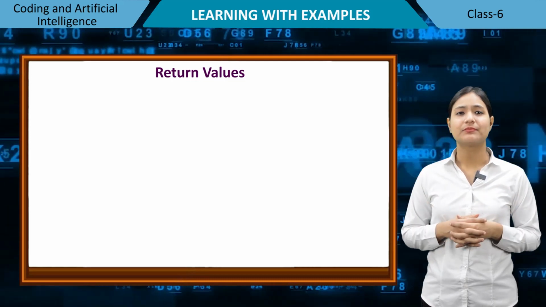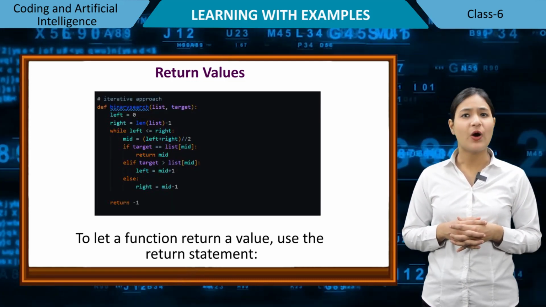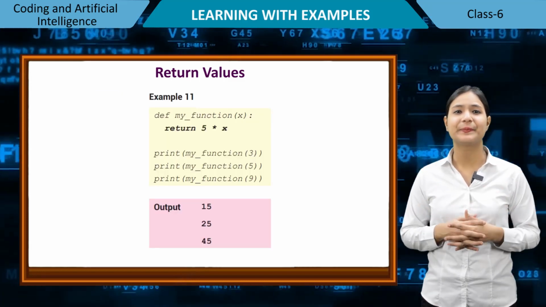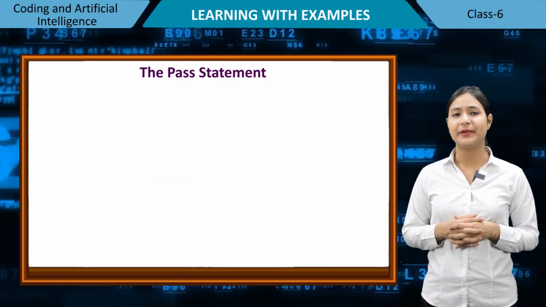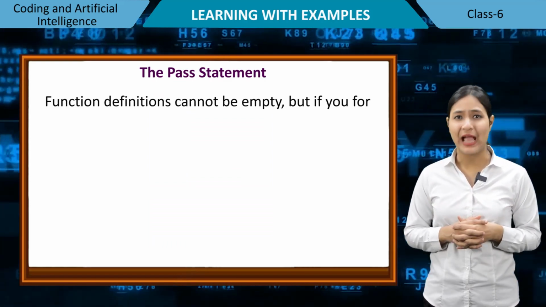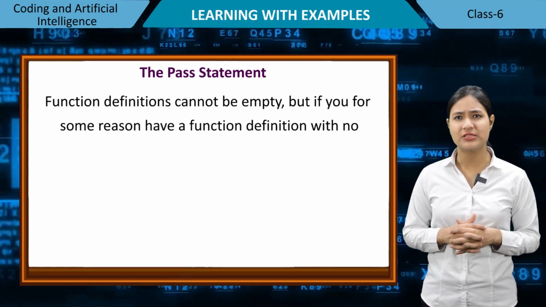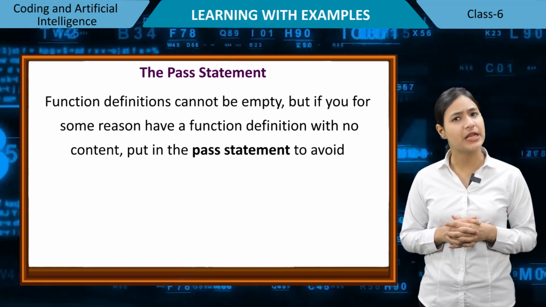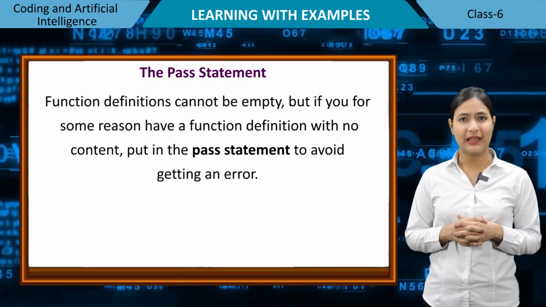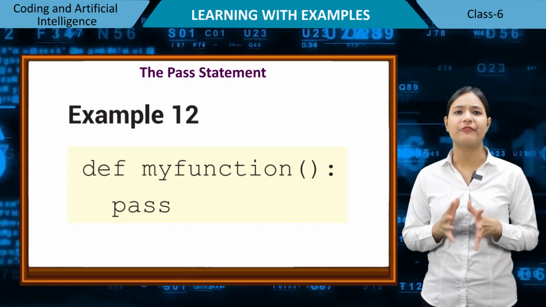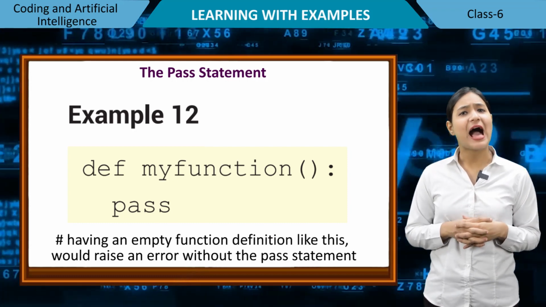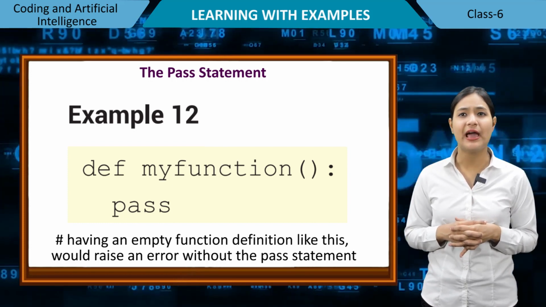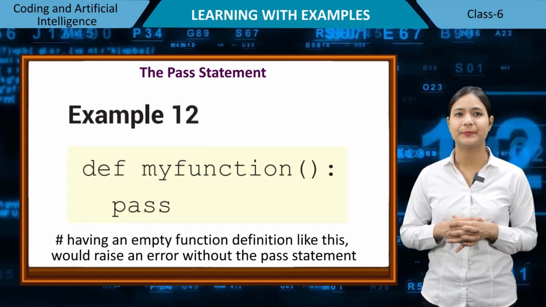Return values. To let a function return a value, use the return statement. Example 11. The pass statement. Function definitions cannot be empty, but if you for some reason have a function definition with no content, put in the pass statement to avoid getting an error. Example 12. Having an empty function definition like this would raise an error without the pass statement.